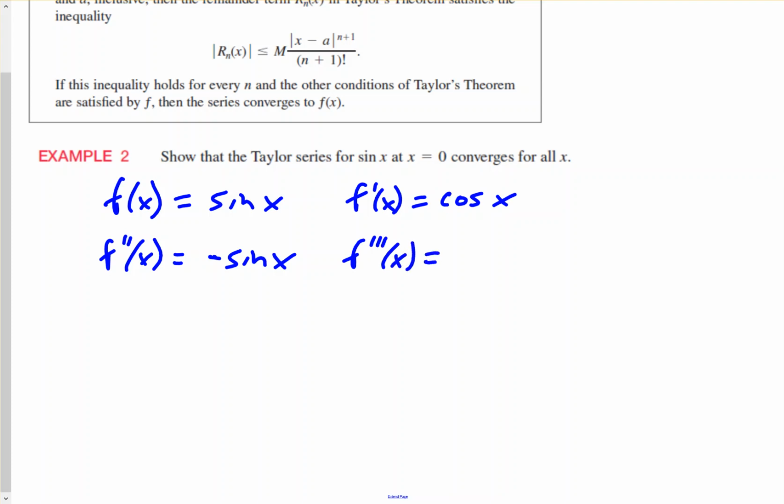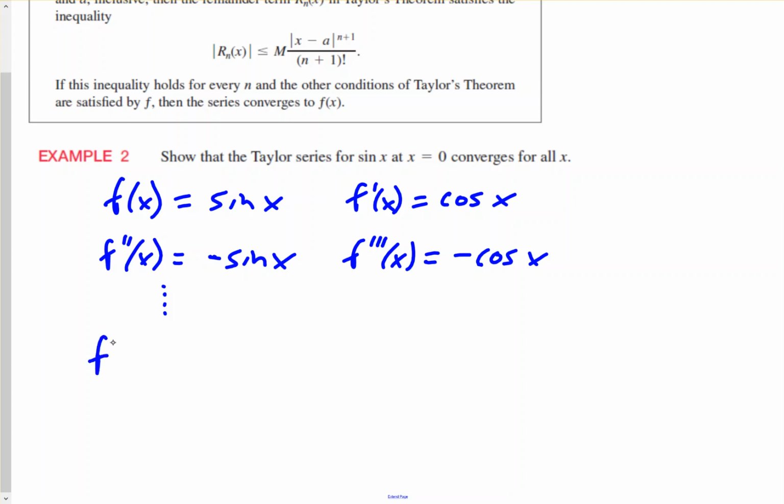Derivative of negative sine x would be negative cosine x. Derivative of negative cosine x will be sine x, and we will be back to our sine x. So if we continue this pattern, every even derivative is going to alternate between sine and negative sine.